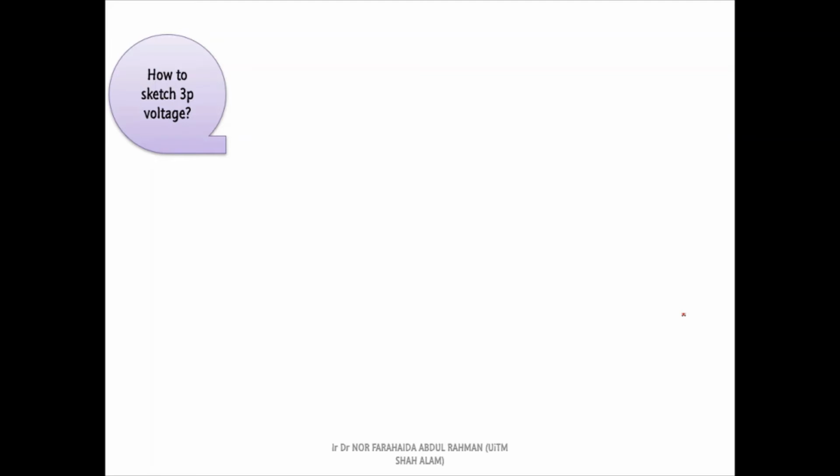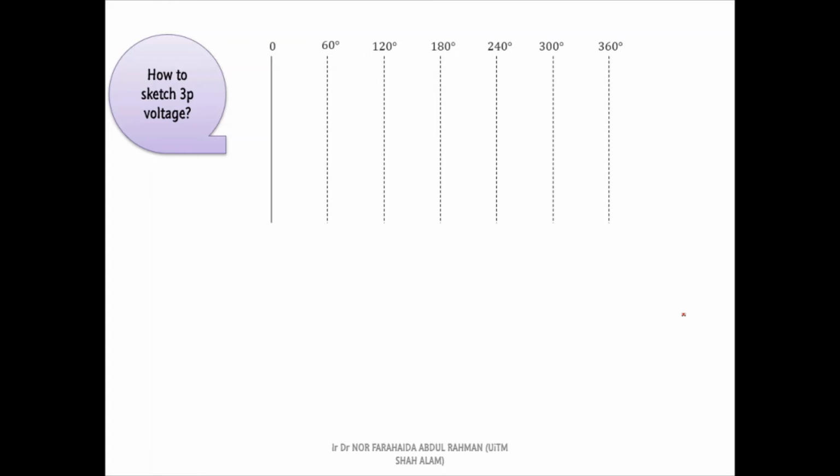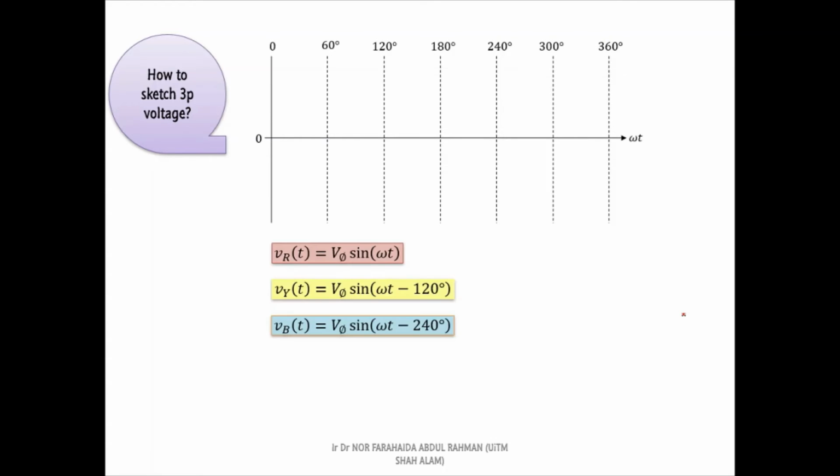Usually, I will sketch 6 columns of 60 degrees in width. Next, I will use the voltage equations to sketch the waveforms. From the equations, you can know the wave shape of the waveforms, the peak amplitude value, and the frequency value, and also the starting time of each waveform. Now, let's sketch the waveforms together.